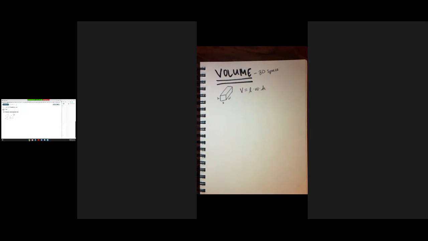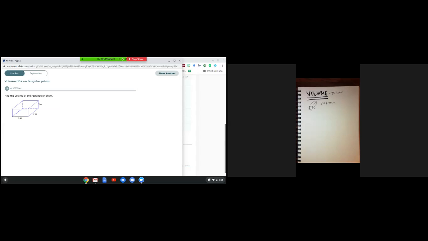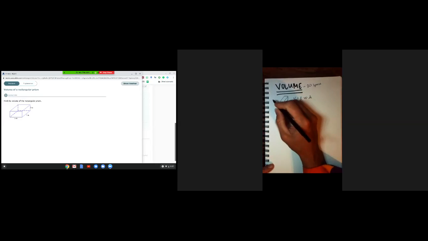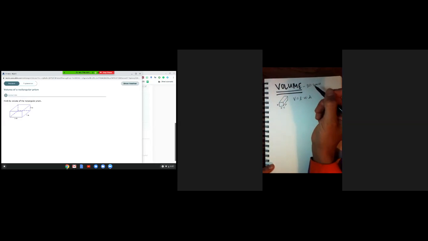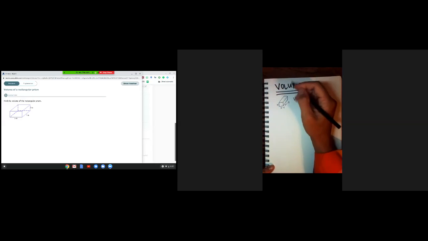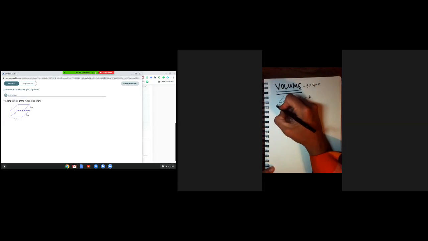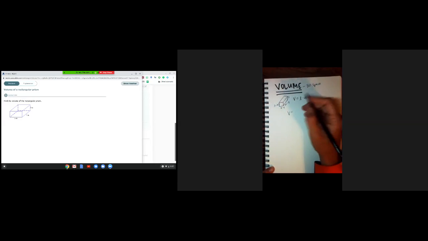All right, so let's go right into Alex, see what Alex has to say. Alex says, find the volume of this rectangular prism. We got a 5 there, a 7 there, and a 3 there. So that just means we're multiplying those 3 numbers together. That one's 5, that one's 7, and this one back here is 3. So really, we've got V equals 5 times 7 times 3.